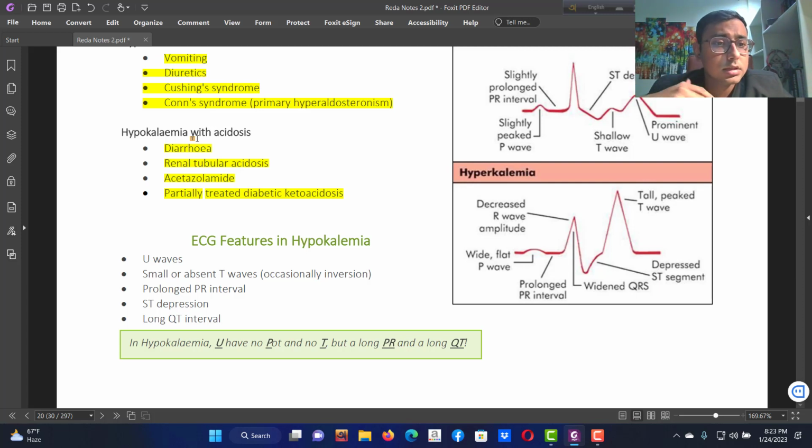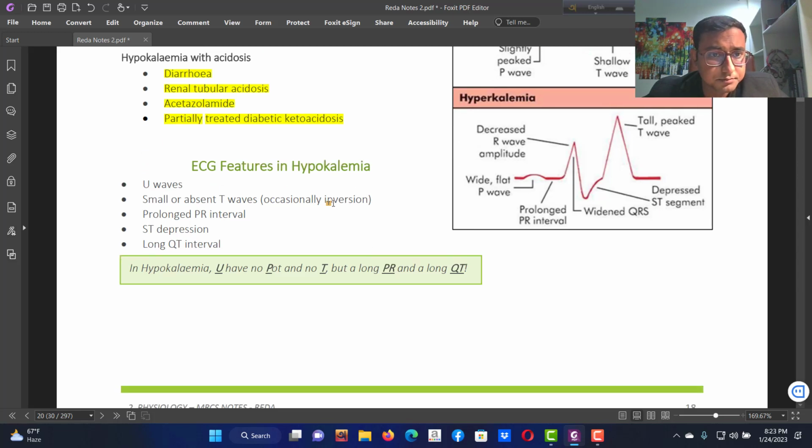In case of renal tubular acidosis, if acidosis occurs, aldosterone will not come to the tubules, and in that case potassium will be secreted more into the tubules and washed out. Acetazolamide, one of the diuretics, causes more sodium and potassium excretion. Partially treated diabetic ketoacidosis is also a cause of hypokalemia.